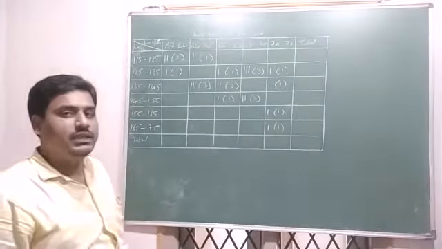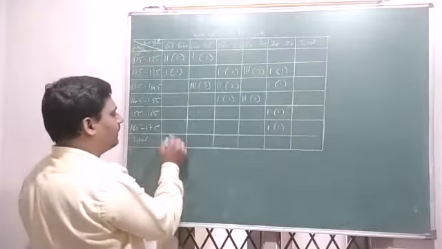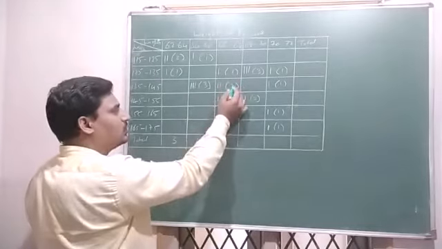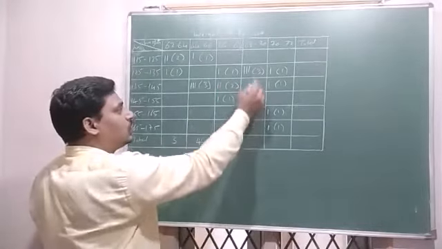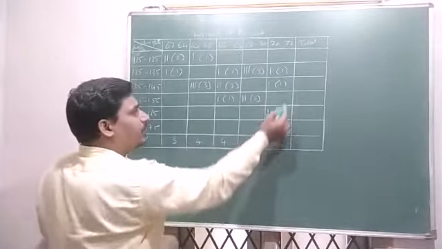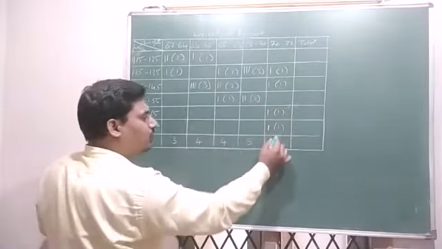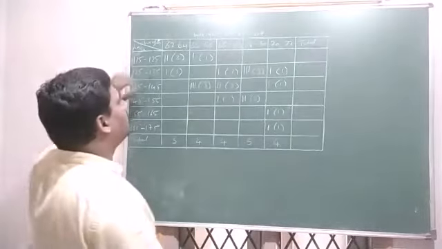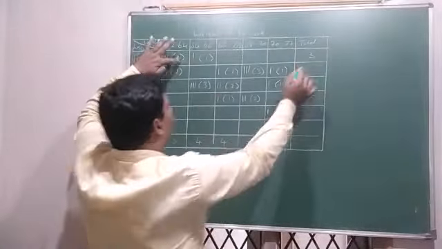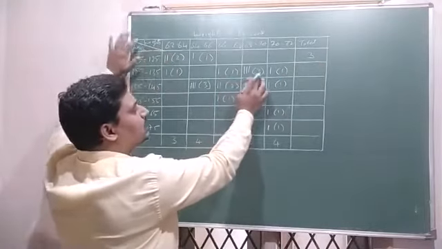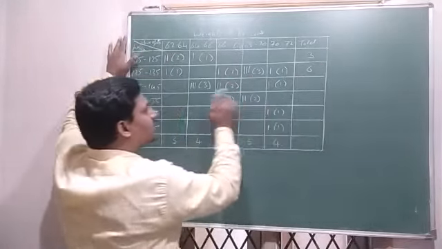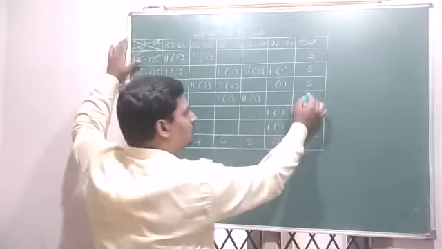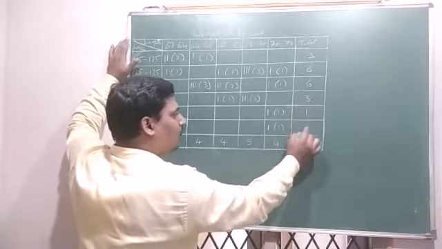Now make the total for each row. So 2 plus 1, 3, 1 plus 3, 4, 1 plus 2, 3 plus 1, 4, 3 plus 2, 5, 1, 2, 3, 4. Now columns, sorry, column totals. 2 plus 1, 3, 2, 1 plus 1, 2 plus 3, 5 plus 1, 6, 3 plus 2, 5 plus 1, 6, 1 plus 2, 3, 1, 1.